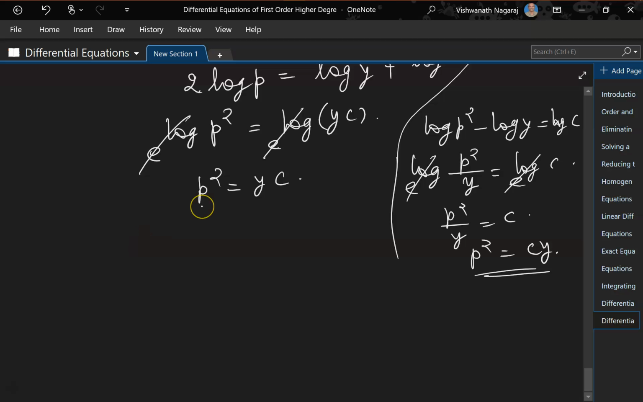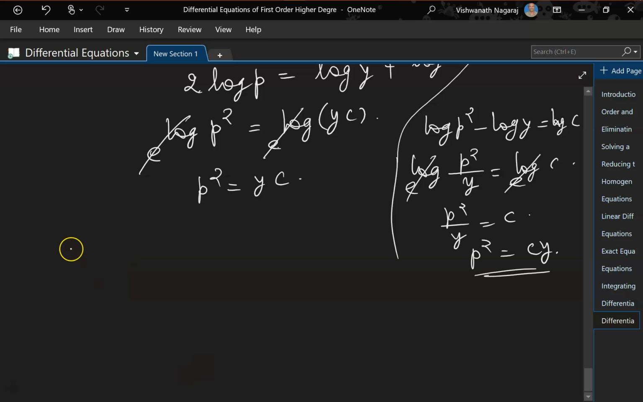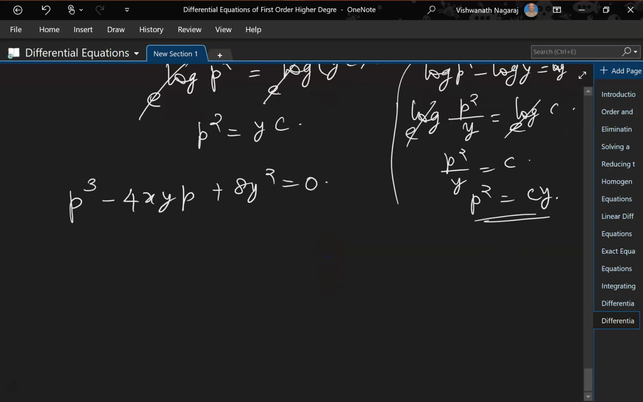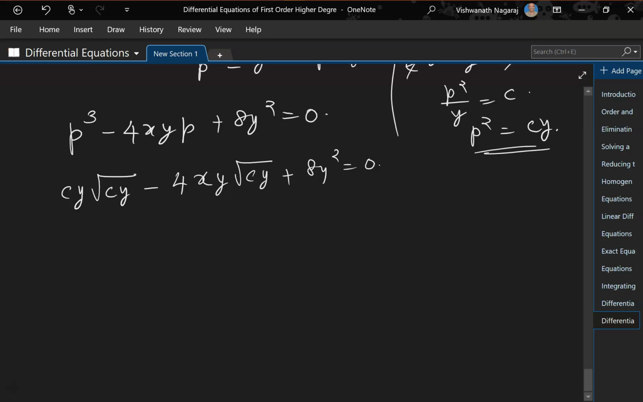Okay, so which means now this can be substituted back into our original equation. Okay, let's do that. x is equal to, either we can take up this equation where we solved it for x, or what we can do is we can say p cube minus 4xyp plus 8y square equal to 0. Now let's substitute p square. So this would be what? This is p square times p. p would be equal to square root of yc. So this would be cy square root of cy minus 4xy square root of cy plus 8y square equal to 0. So here p has disappeared now. Now let's see what we can do.